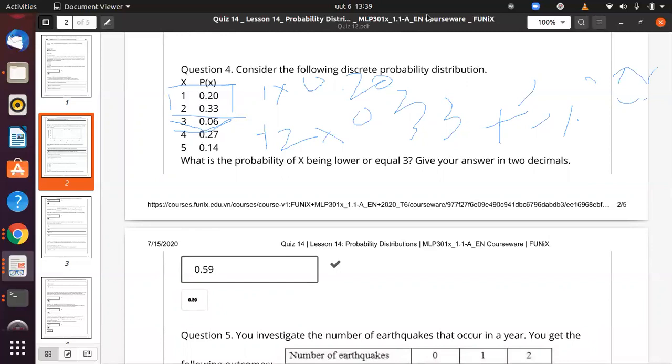Yes, but it said being lower or equal to 3. So we only get this, right? We don't get 4, 5 down here. You are completely right. But they ask you the probability, not the mean. And when it is the probability, you just have to make the sum of the probabilities. Oh, okay. So this is x. So I only need 0.20 plus 0.33 plus 0.06, right? Right.